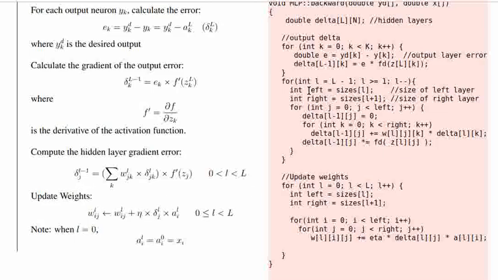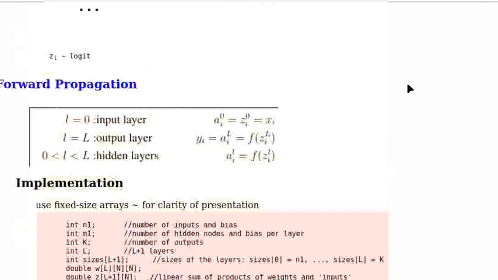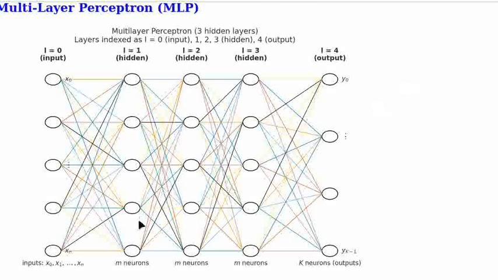Left contains the size of the left layer, or the number of neurons at the left side layer, and right contains the number of neurons at the right side layer. So left and right, 2 layers.